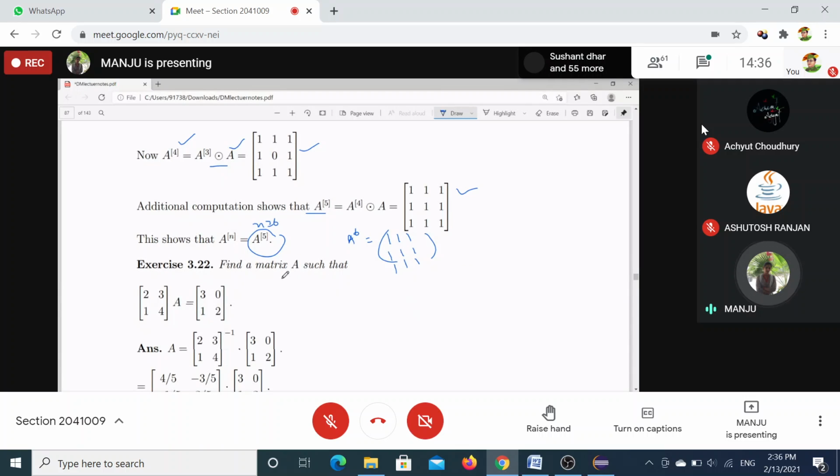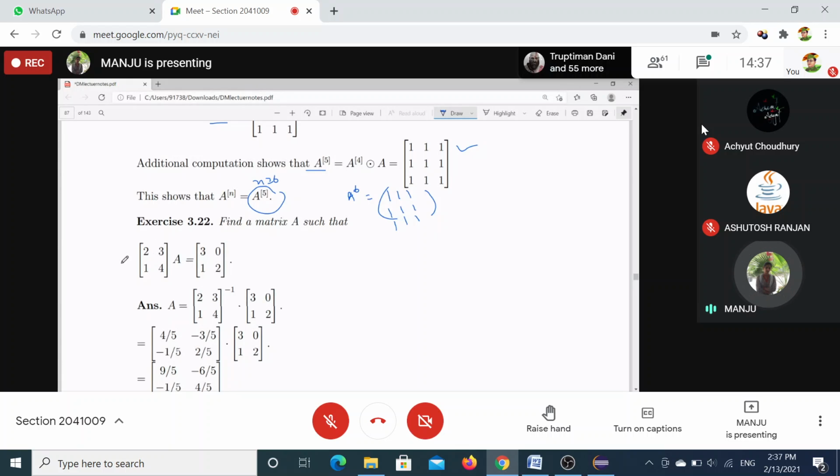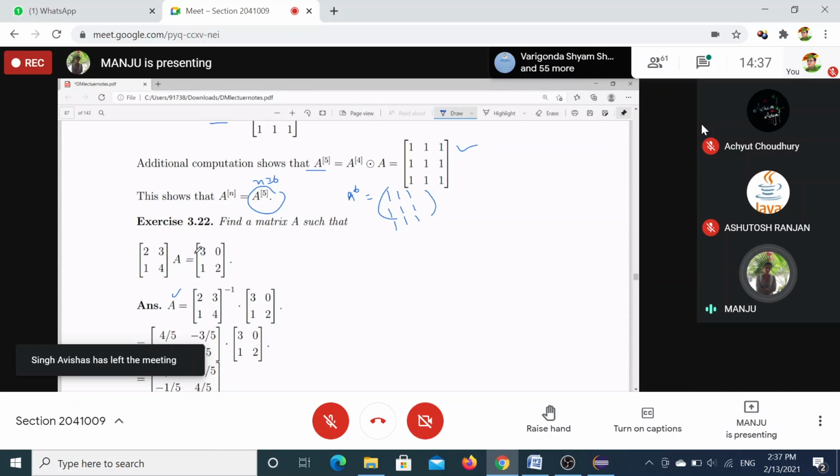Then we did finding this matrix if the product is given as the third one. So just take the inverse of this on both sides and multiply. This multiplied with its inverse will give you identity. Identity into A will give you A. If you are applying the inverse on the left hand side, just multiply on the left hand side, and if you are applying it on the right hand side, then it will be multiplied on the right hand side of this matrix.